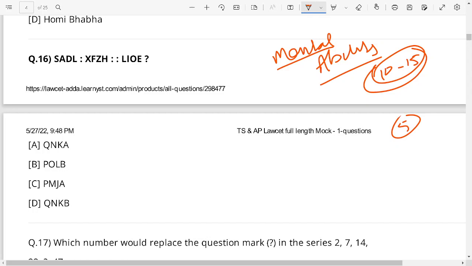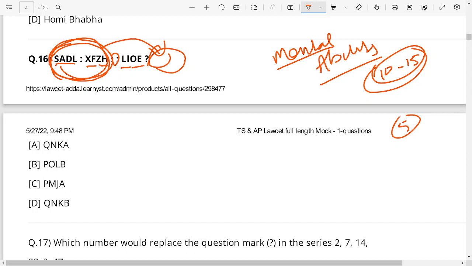Now let us come to question 16. Just look at the question here. SADL is to XFZH as LIOE is to what? What will be the next option here? This is a kind of analogy, so we have to look for the answer by seeing what will come here if we establish a certain kind of relationship. In that way we can get the answer.